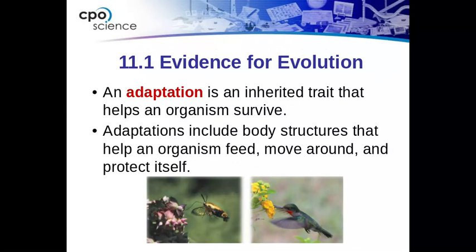It's how an organism has changed so that it can survive, thrive, and continue to reproduce, to create babies. Adaptations can include any number of things: how they feed, how they move around, how they protect themselves. It can be a different color pattern so that they're able to blend in better.